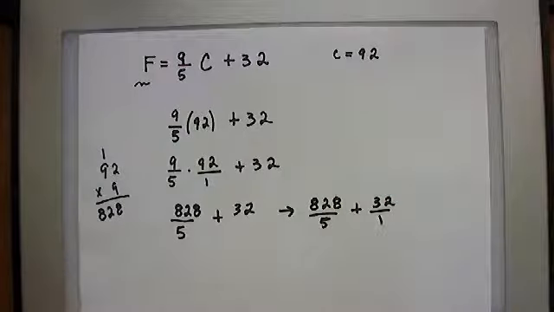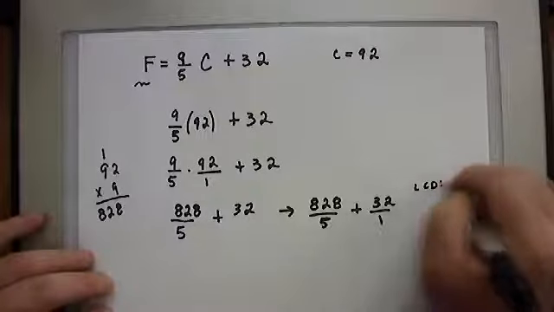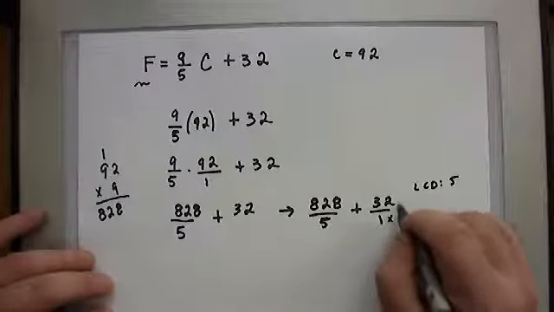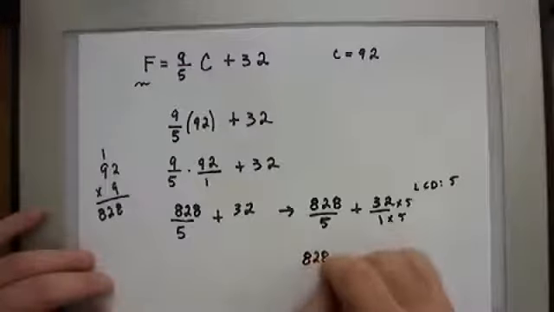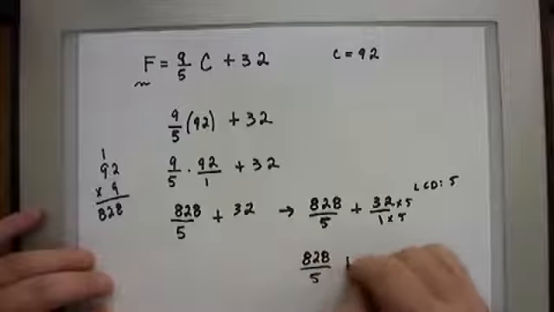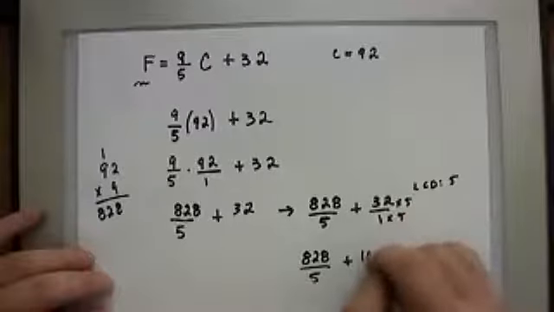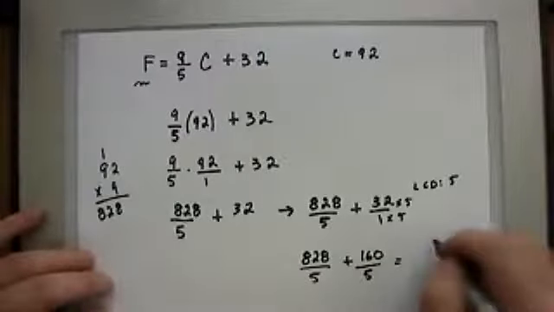So now, because we're adding fractions, we do need a common denominator. In fact, our least common denominator here would be 5. So what I'm going to do is adjust this by multiplying by 5 over 5. So what we have here is 828 over 5 plus 5 times 30, that's 150. 5 times 2 is 10, so that should be 160 over 5. Okay. We add those together. We get what?